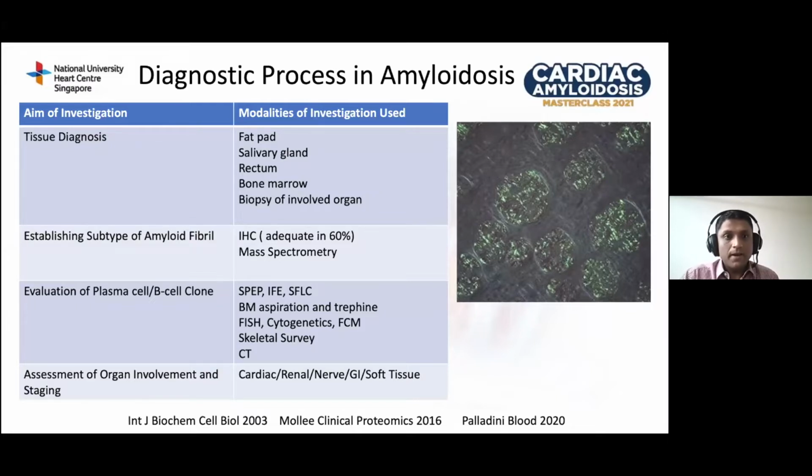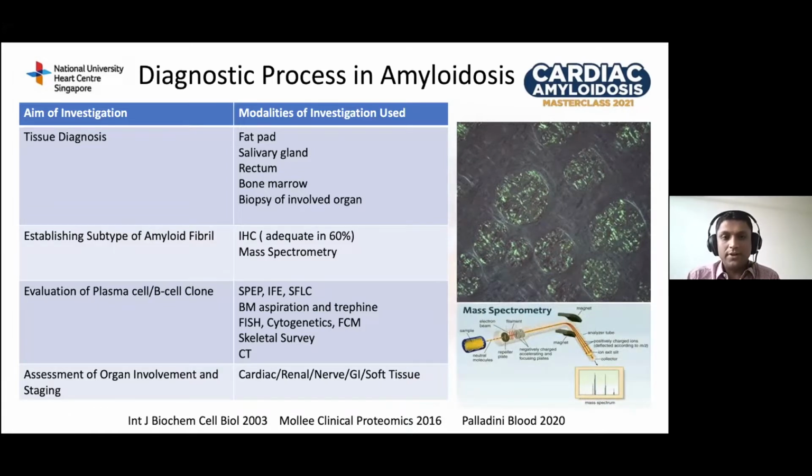So once we have established the diagnosis of amyloid, the next step is to subtype the fibril accurately, because it makes a big difference what subtype of amyloid the patient has. Immunohistochemistry can achieve this in about 60% of patients. However, mass spectrometry is the gold standard, and this has a very high sensitivity and specificity for distinguishing between different subtypes of amyloid.